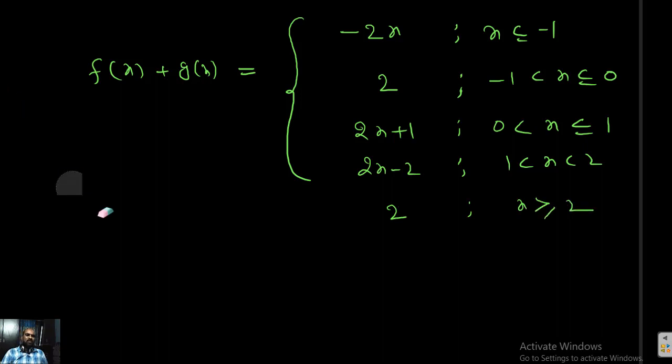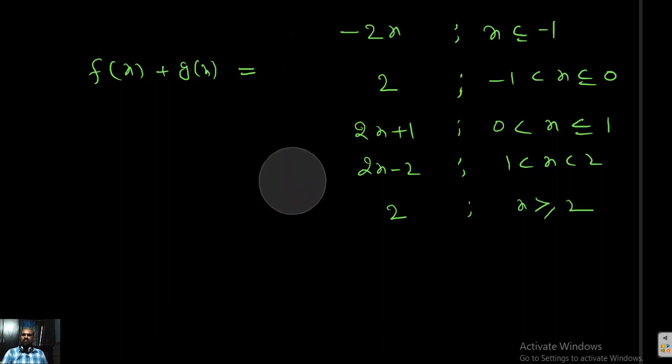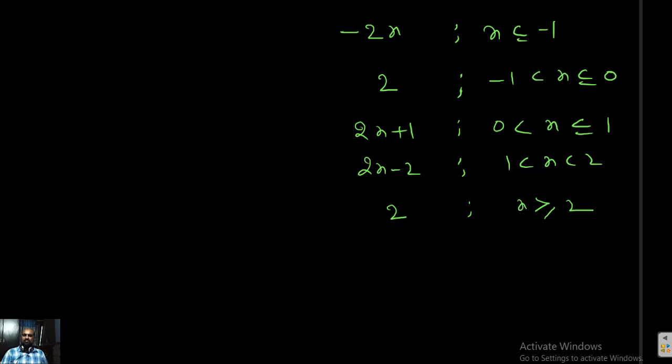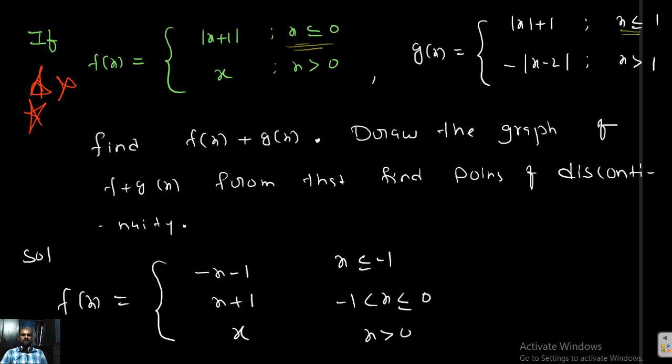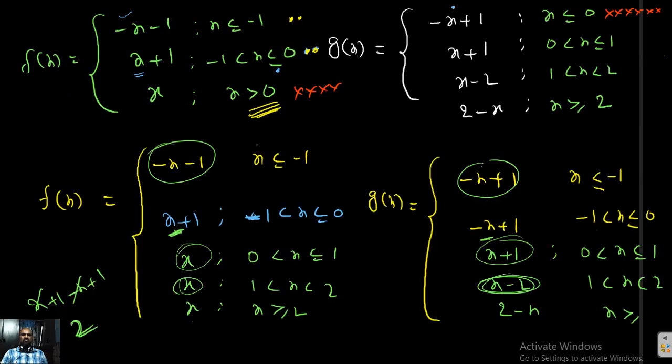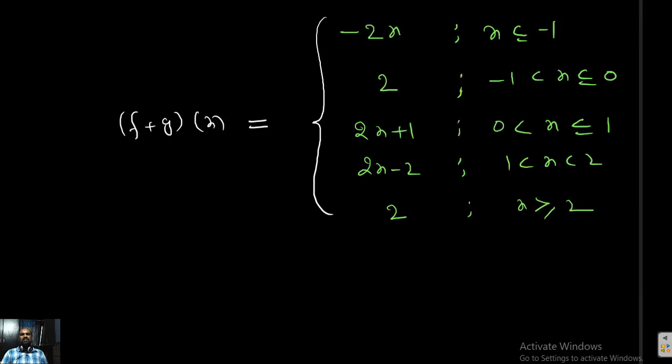This is the rule for the new function, students. Very important and difficult problem. What I can say, f plus g of x function rule is this one. Rule completed. What is the question? f of x, g of x, draw the graph of this and from that find the point of discontinuity. In this class I can't complete the total problem. Just what I did, I found f of x plus g of x. In the next part I will explain how to draw the graph and how to find its discontinuity.